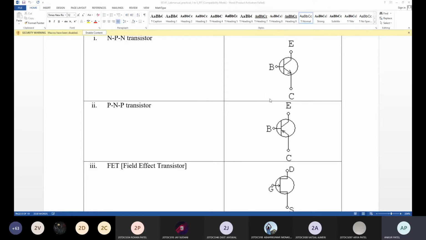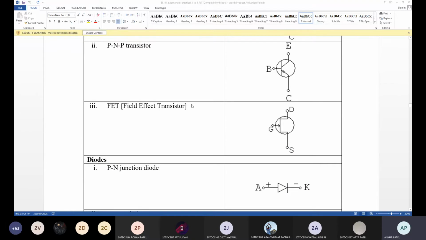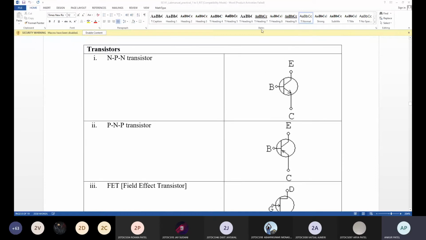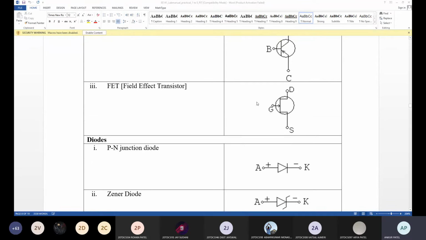We are using this for switching and amplification. FET, field effect transistor, is a type of transistor. The bipolar transistor is called a current control device, because its output characteristics are controlled by the input current; on the base we are giving input current, not voltage. The FET is another type of transistor, with gate, drain, and source.